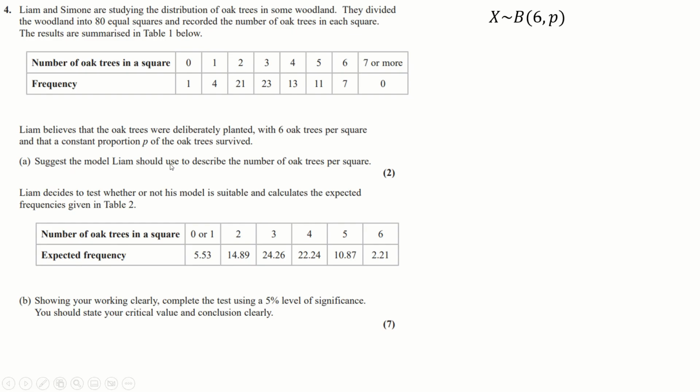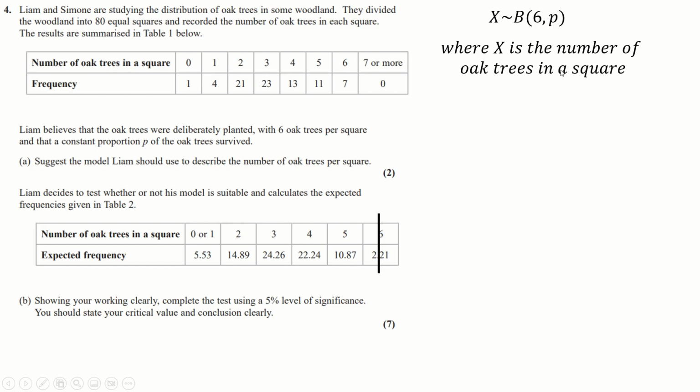And suggest the model Liam could use to describe. Oh, sorry, I just did that. So Liam decides whether to test if this is suitable or not, given this here. So we need to do a few things to start off. Firstly, this column needs to be collapsed in here because this is less than 5. Sorry, just describe what x is, I guess, is what I should have said.